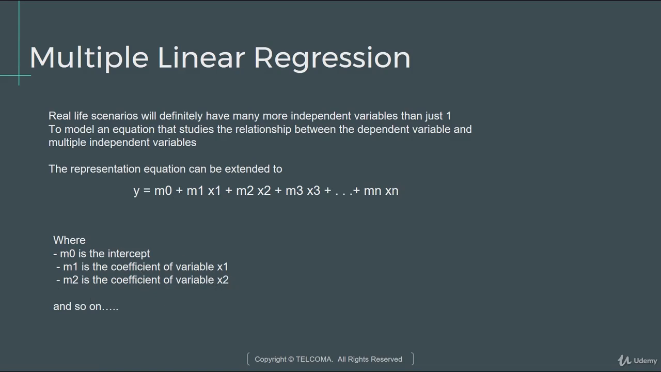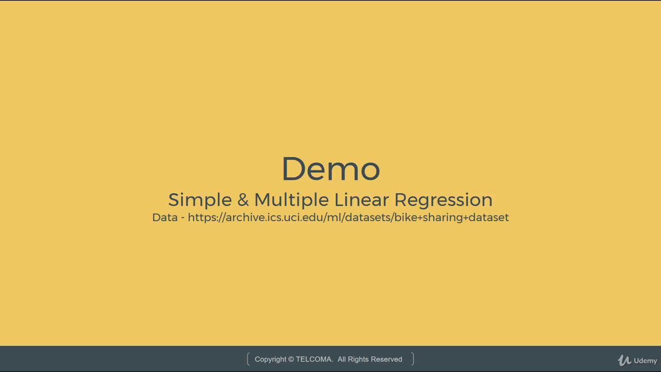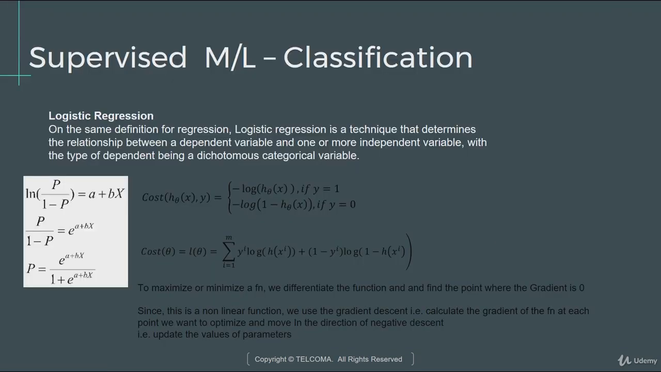And then finally, we looked into a simple Python-based demonstration to understand simple linear regression and multiple linear regression by leveraging the bike-sharing dataset available from the UCI Machine Learning Repository. Let's move on to the next topic, and that is supervised machine learning for classification.